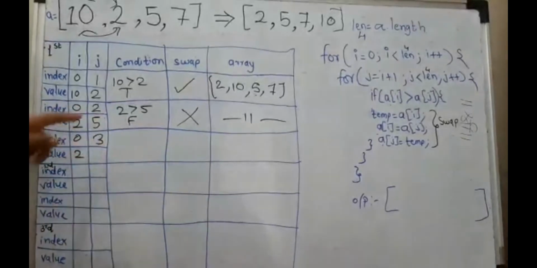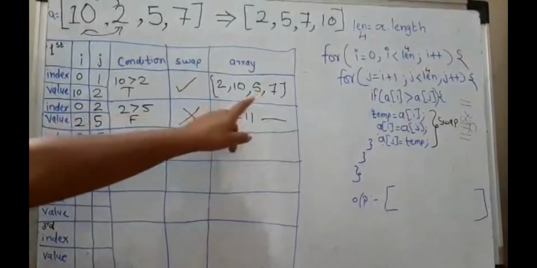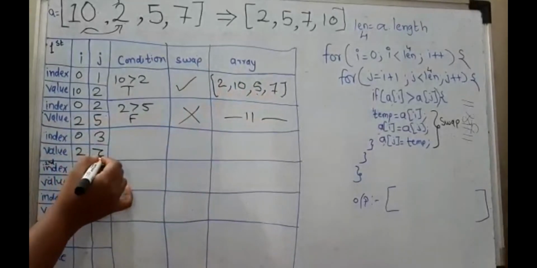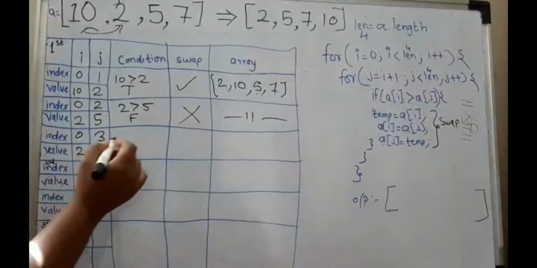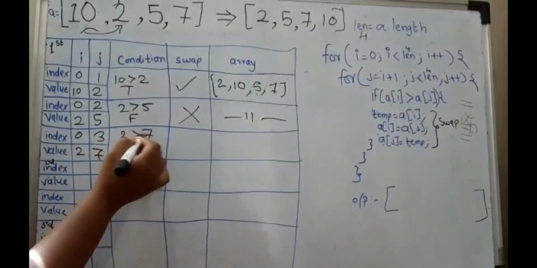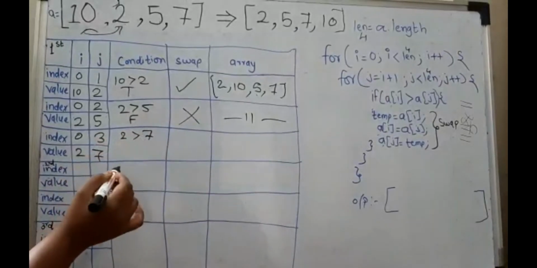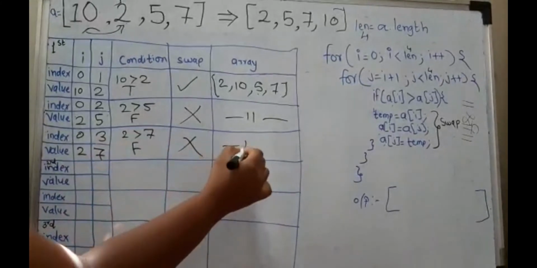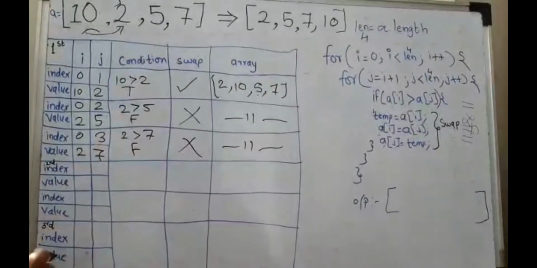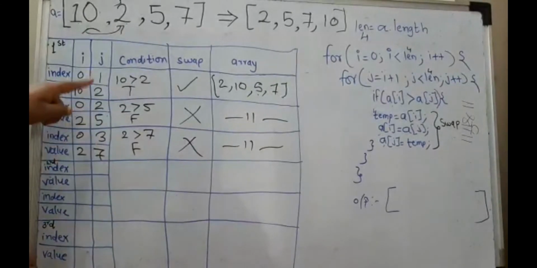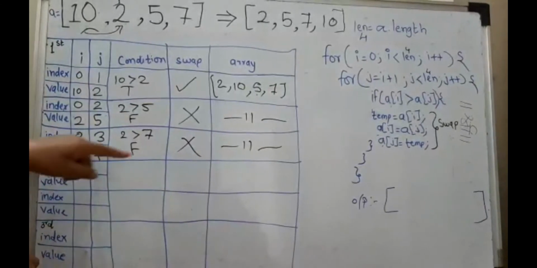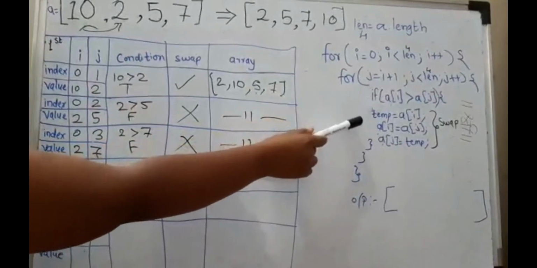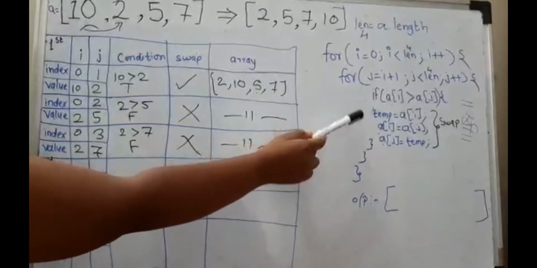Again j gets incremented. j became 3. So the third index, that is 0, 1, 2, 3, the element 7 is present at that position. So we check the condition: 2 is not greater than 7. So the condition is false. There is no need of swapping. Our array remains the same. Now j gets incremented, that is, j's value is 4 here. So 4 is not less than 4, so we exit from the inner for loop.